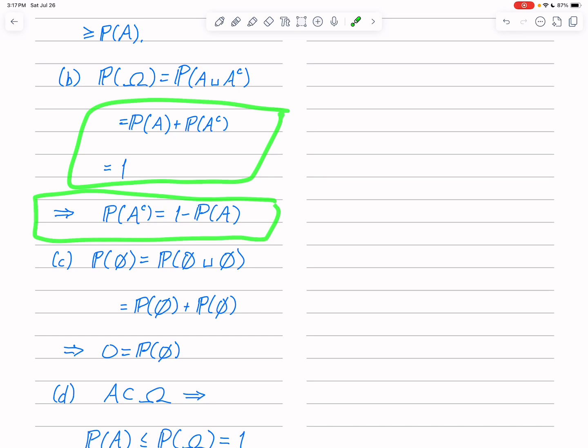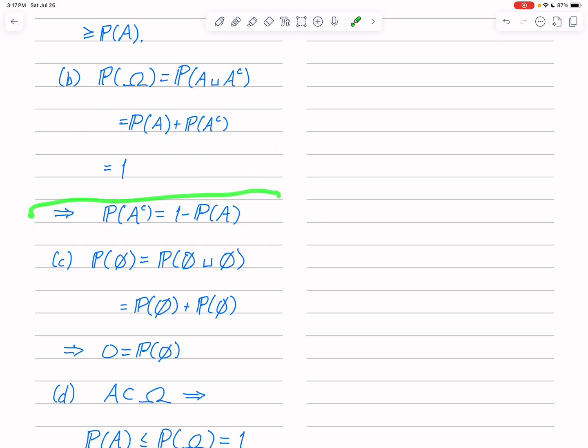Those two pieces, if I take this and subtract PA to the other side so that I get minus PA, then this is the resulting equation that we obtain from that. And so that's the proof of the complement law. Okay, let's move on to finding the probability of the empty set.